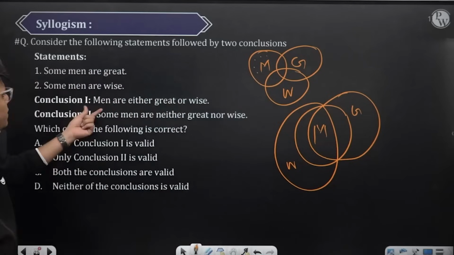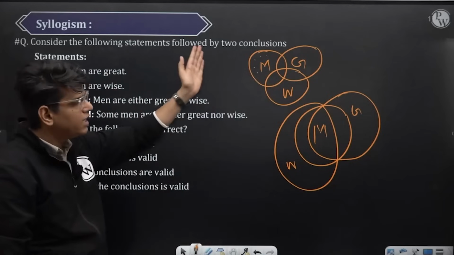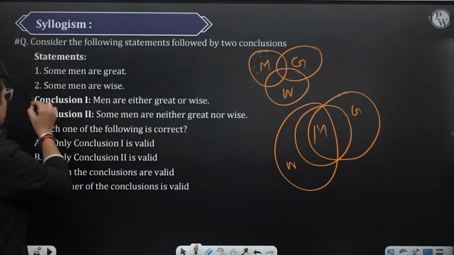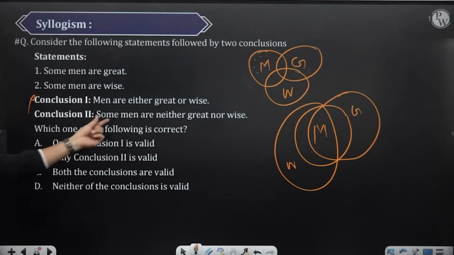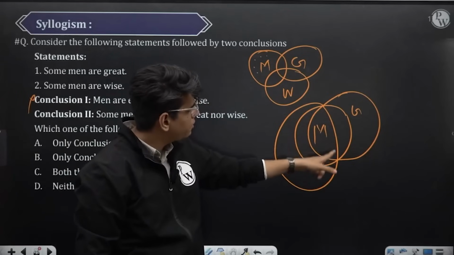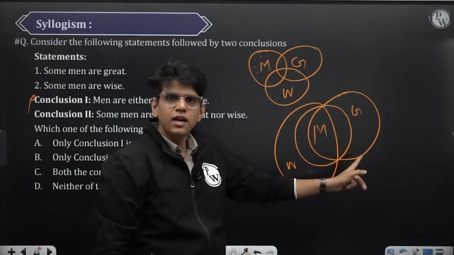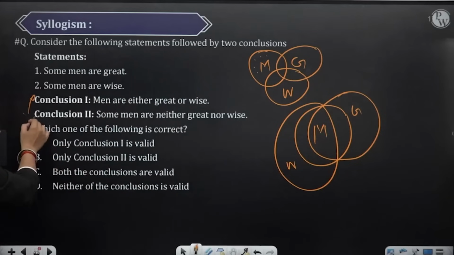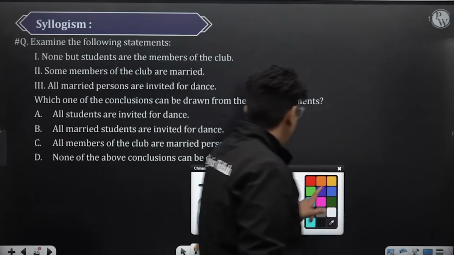For this statement to be true, it should be true in each and every situation. But in the first case, this is not possible: some men are neither great nor wise. In the second possibility, all the men can be divided into wise and great, right? No man is outside wise and great. So this is also not true 100% of the time. So this conclusion cannot be drawn. So neither of the conclusions is true. Okay? Right? Next, let's see.